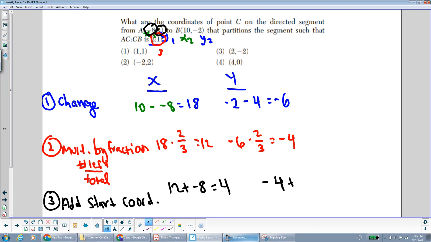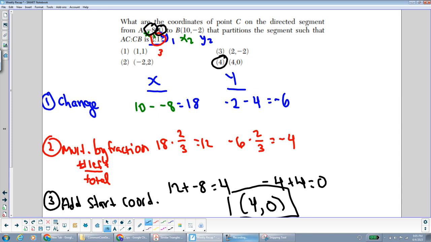So the y coordinate from our start point was 4, and that's 0. So that's our x coordinate of the point that we're looking for, and that's our y coordinate. So the point that divides this line segment in a 2-to-1 ratio is the point (4, 0).